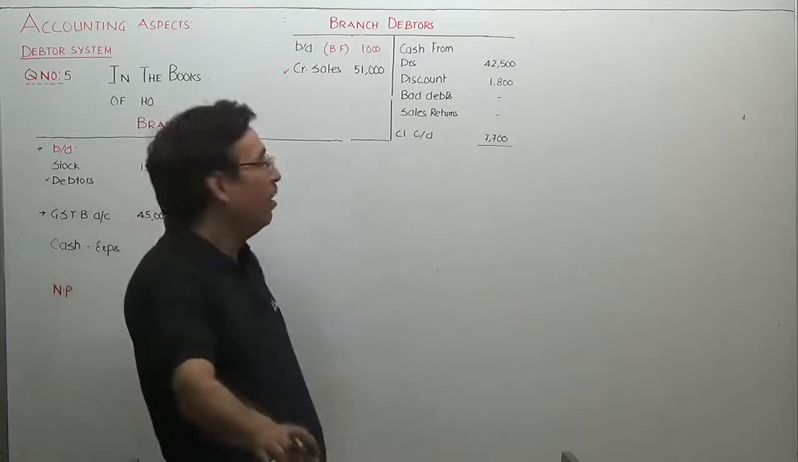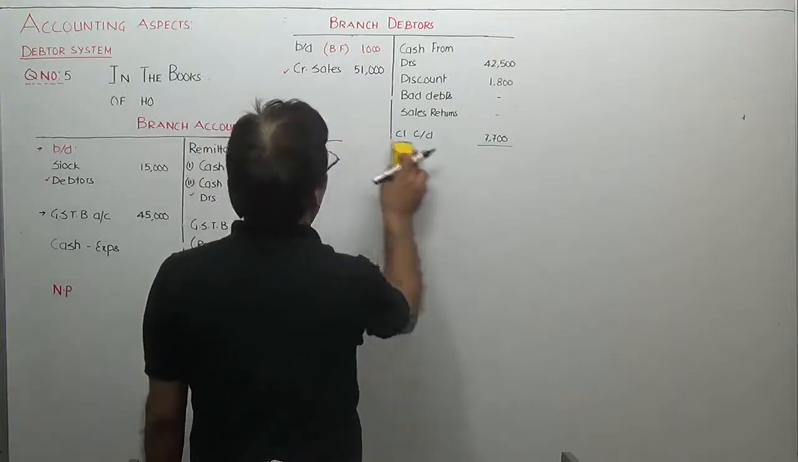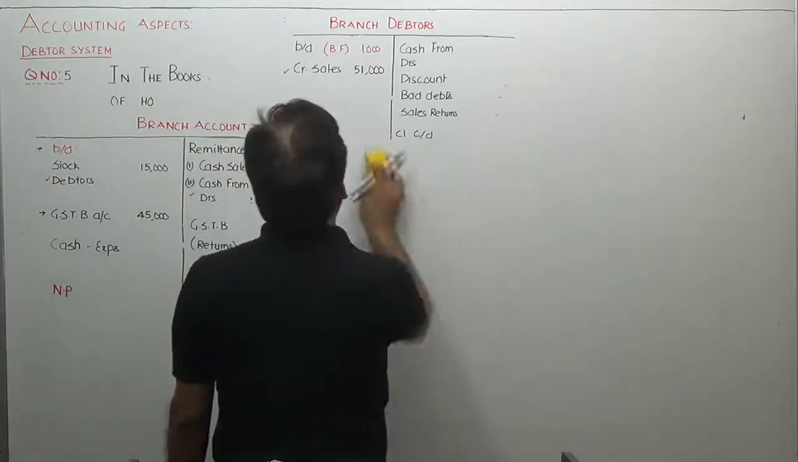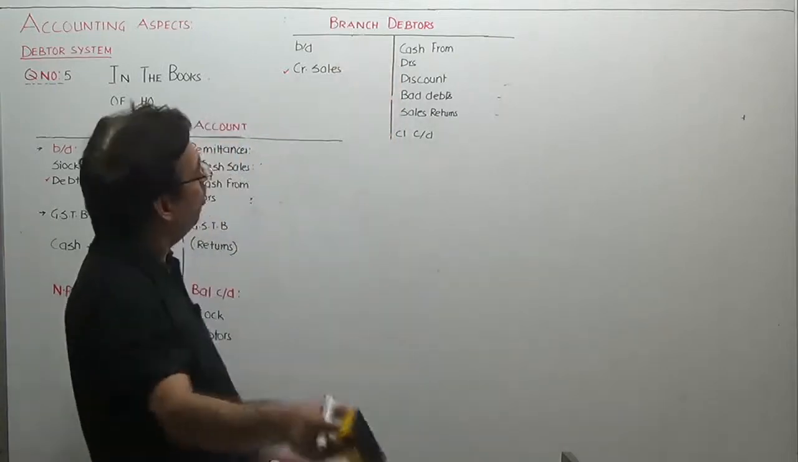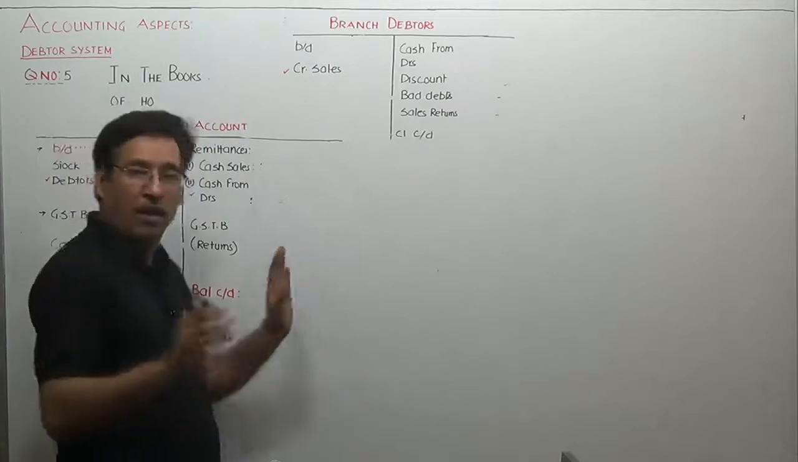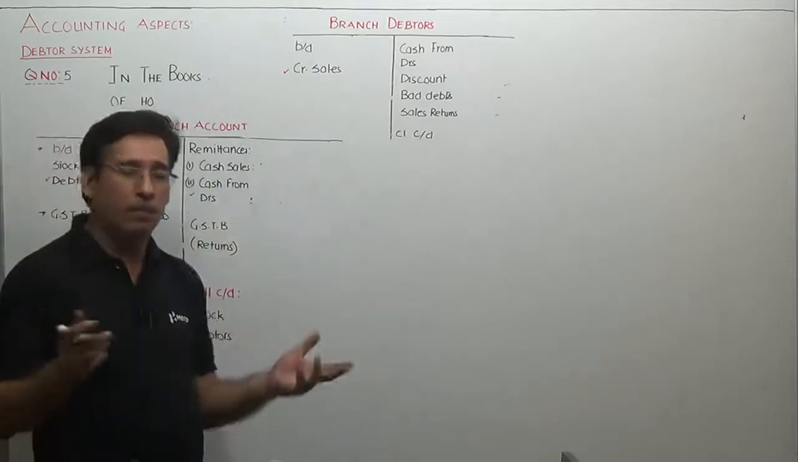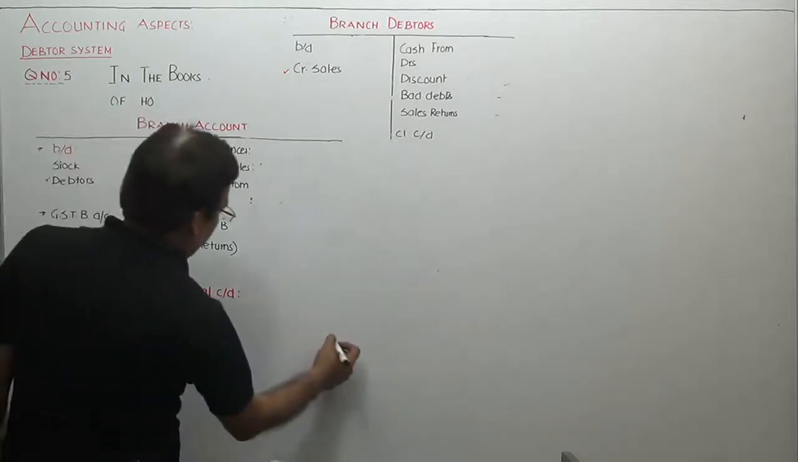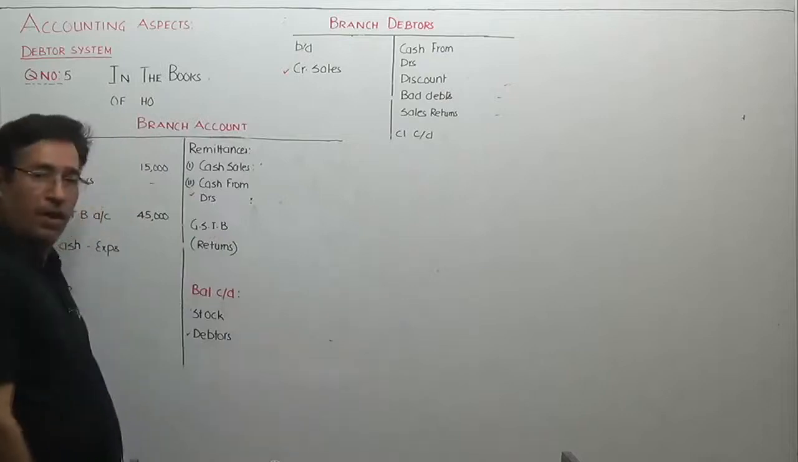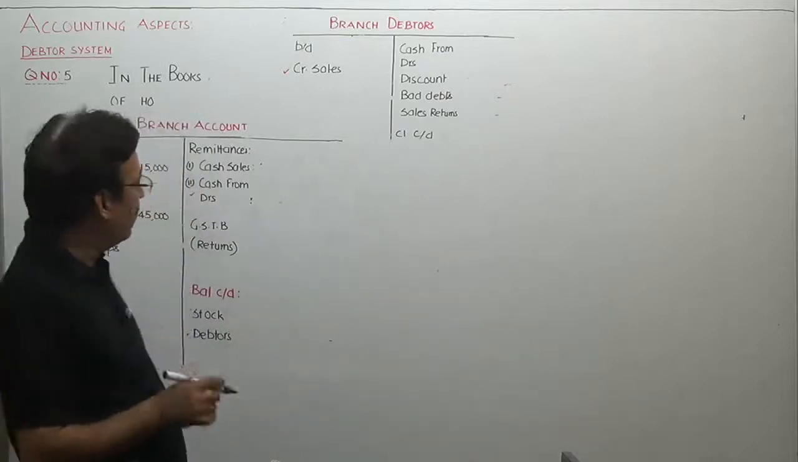Is it clear? So that is the reason in this particular question I need not prepare a debtors account. In this question, no debtors account is required. Why? Simple. Because opening and closing debtors in the question are not given, so there will not be any transaction related to debtors. Is it clear to you?